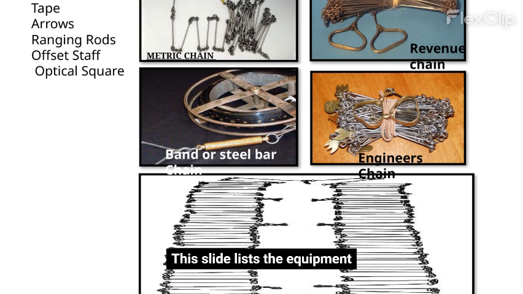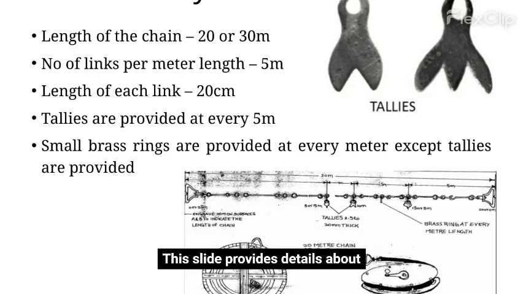This slide lists the equipment used in chain surveying: chain, tape, arrows, ranging rods, offset staff, and optical square. It also mentions different types of chains such as metric chain, Gunter's chain, engineer's chain, band or steel bar chain, and revenue chain. This slide provides details about the chain used in surveying. Length of the chain is 20 or 30 meters, with 5 links per meter, making each link 20 centimeters long. Tallies are placed every 5 meters, and small brass rings are at every meter, except where tallies are placed.